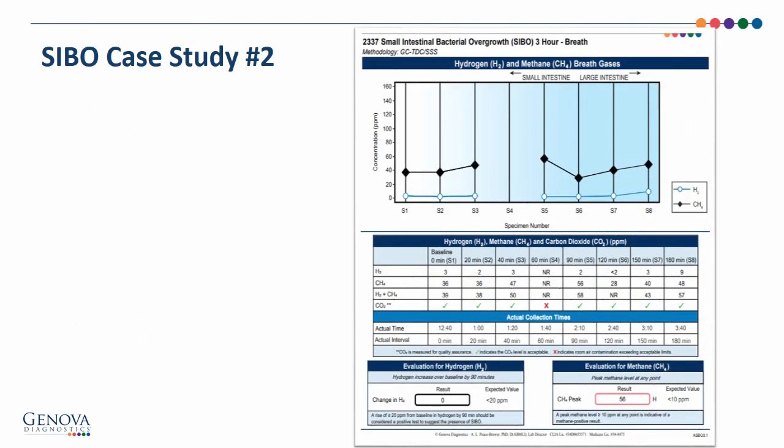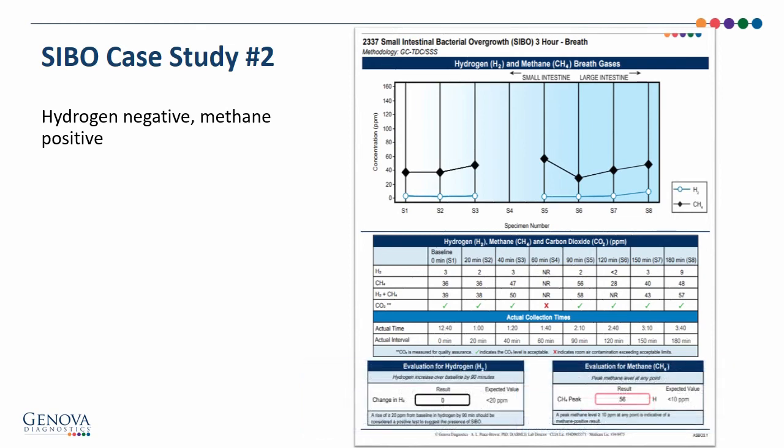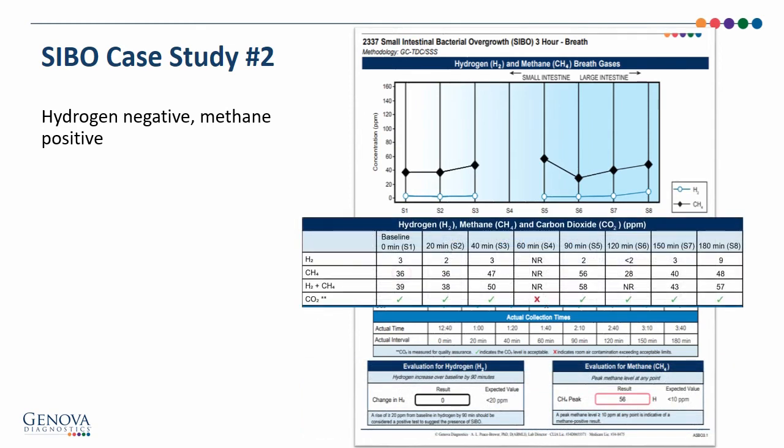His results were negative for hydrogen and positive for methane, as you can see in the boxes at the bottom of the page. In his case, we see an elevated baseline for methane, which is common to see with methane. Methane is associated with constipation and being overweight, both things he struggles with.